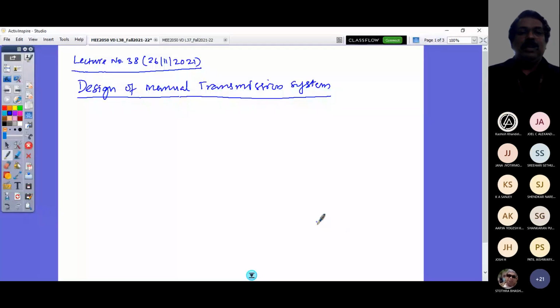So this is lecture number 38 and we are now on design of manual transmission system. So let me write two important formulas first to start our class, right?